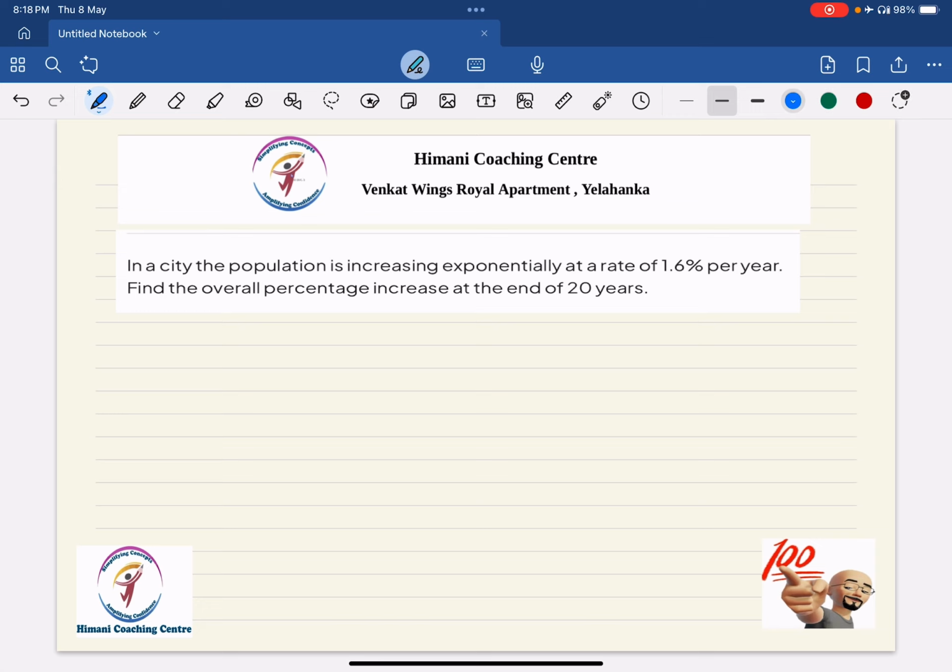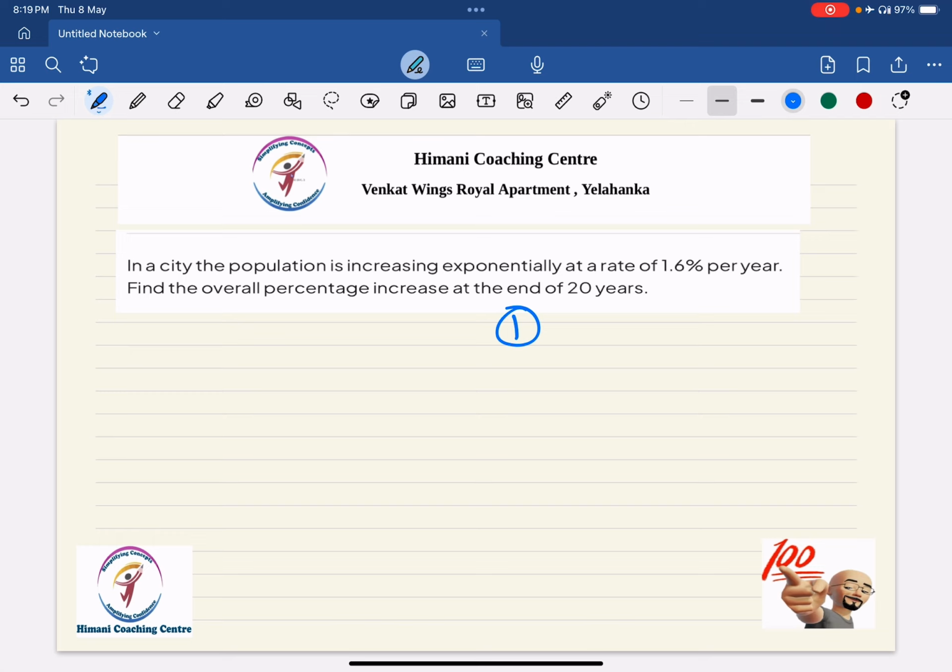Here we are asked that in a city the population is increasing exponentially at the rate of 1.6% per year. Find the overall percentage increase at the end of 20 years. So what can we do? Just for the convenience sake, let us say the population initially was 1. If I know what the population is after 20 years, if the initial population was 1, we can find out the percentage increase fast.